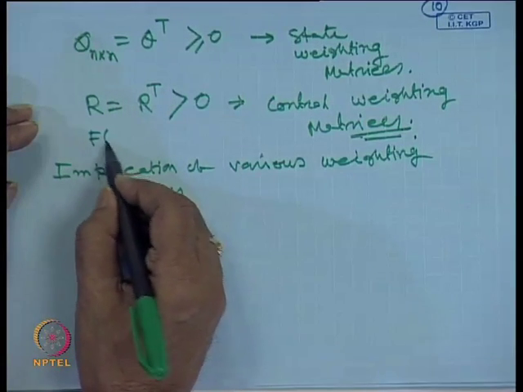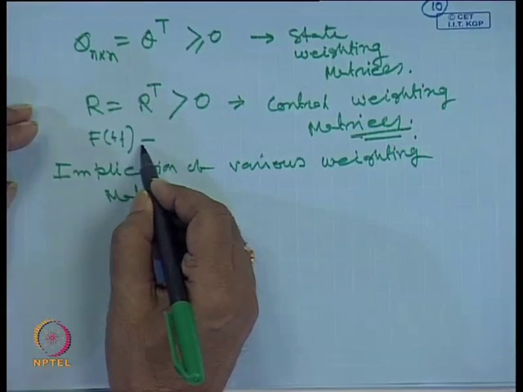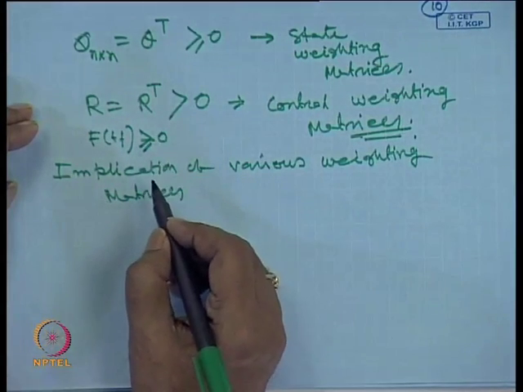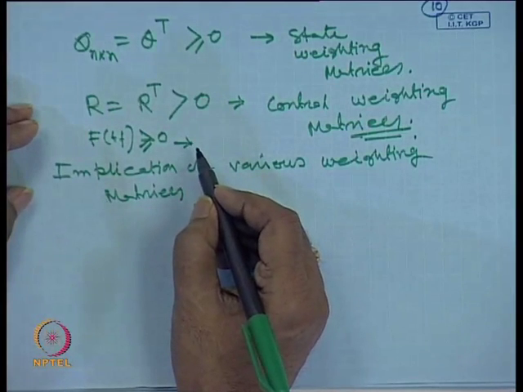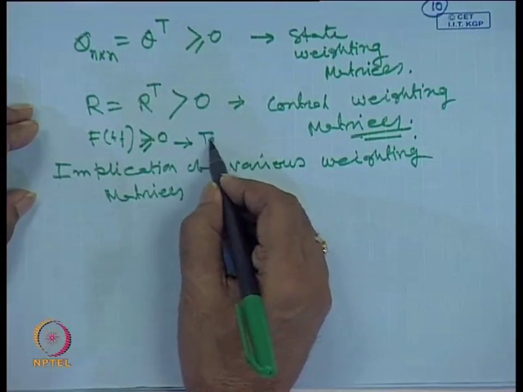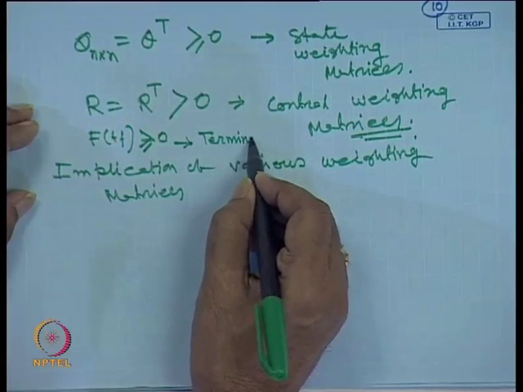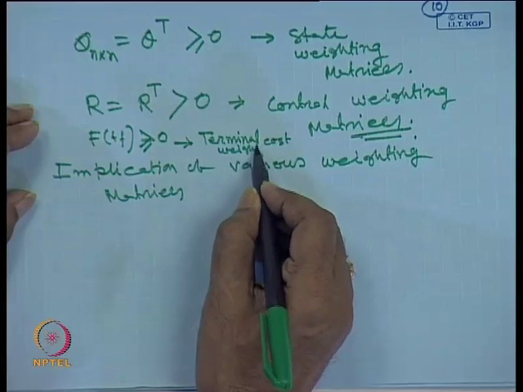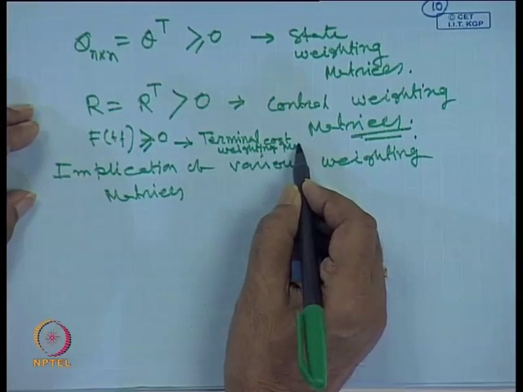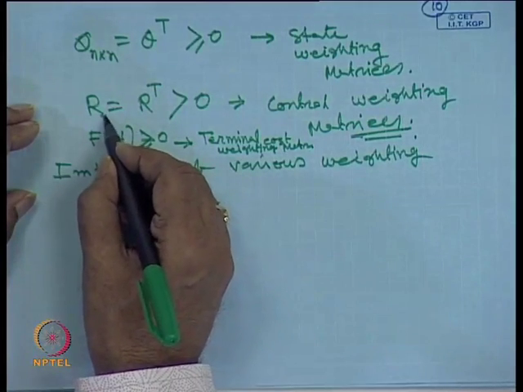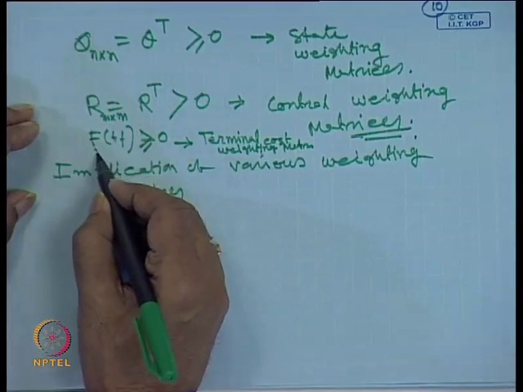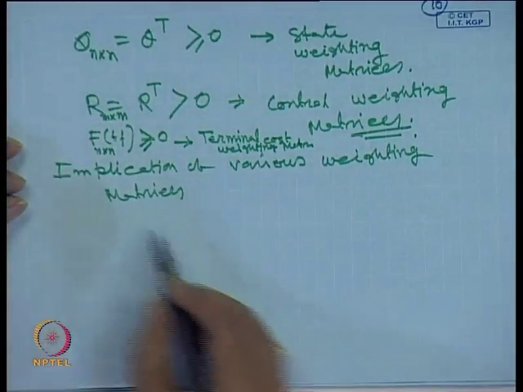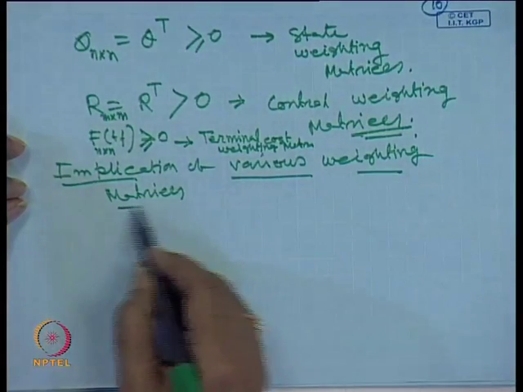And what is this F of t_f? This is a positive semi-definite matrix, and this is the terminal cost weighting matrix. This dimension is m cross m, and this dimension is n cross n, because F is associated with the state x. So next is the implication of various weighting matrices.